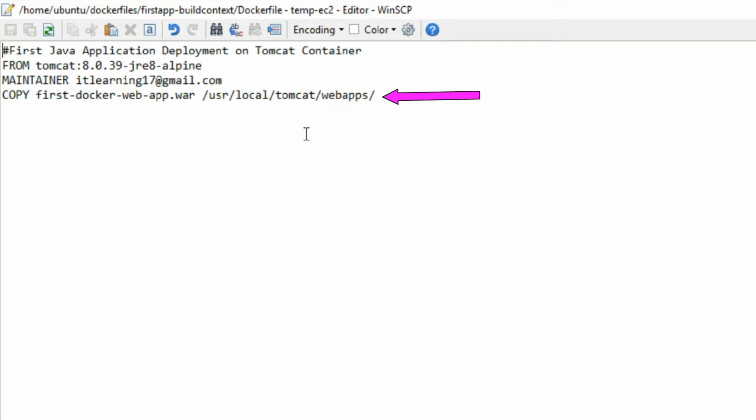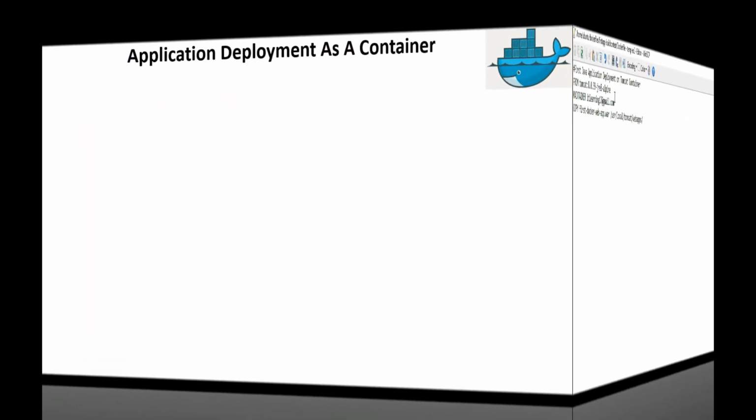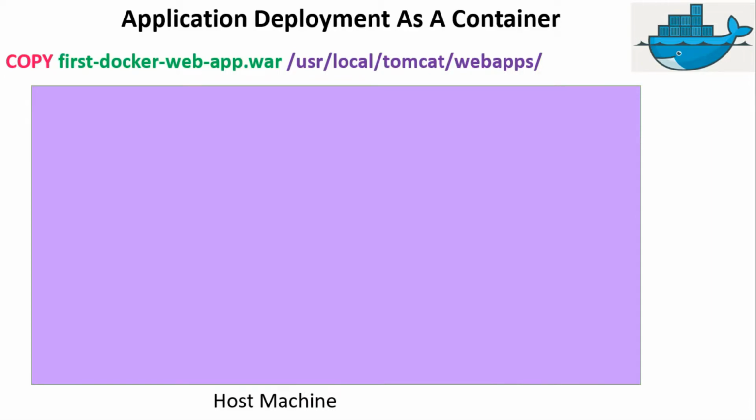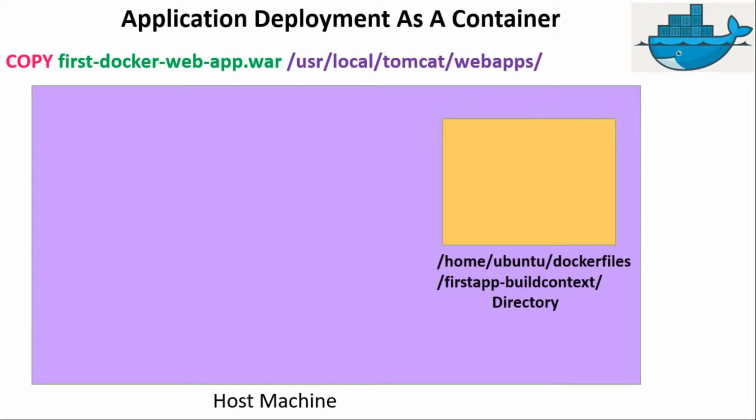And so to deploy any Java war file inside the Tomcat server, the only thing which is required to be done is to put the Java war file inside the webapps folder of the Tomcat installation directory. Now friends, before building the Docker image from this Docker file, let us understand this scenario with the help of some pictures and diagrams. So friends, let us suppose that this box on the screen is the Linux host machine, and inside this machine we have the Docker build context directory with name first-app-build context, where we have kept the Java project war file and the Docker file.